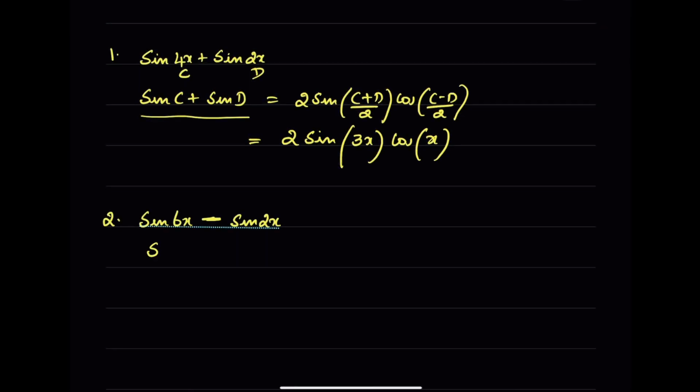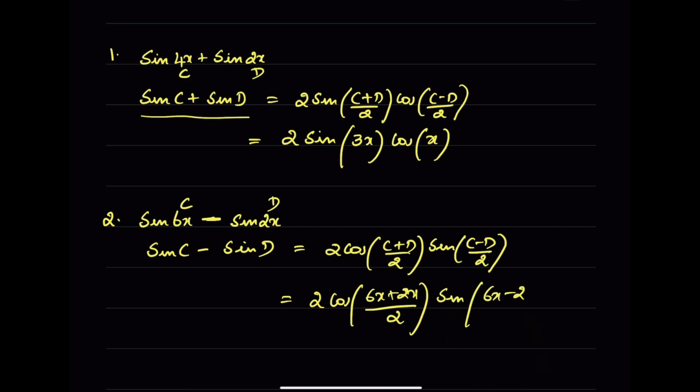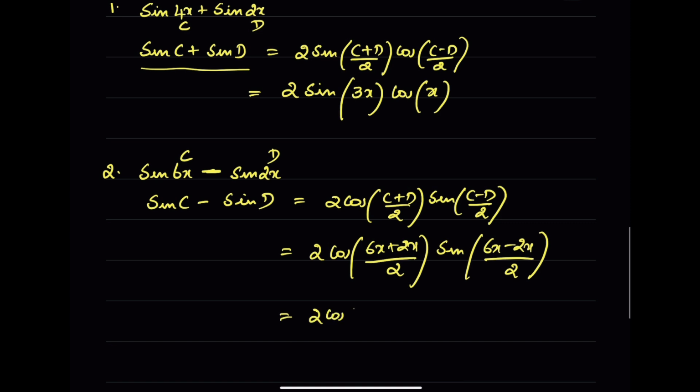The second one is of the format sin C minus sin D, which is 2 times cos of (C plus D) by 2 times sin of (C minus D) by 2. So C is 6x and D is 2x. So we can change this to 2 times cos of (6x plus 2x) by 2 and sin of (6x minus 2x) by 2. So this will change to 2 times cos of 4x times sin of 2x. Let's try the third one.